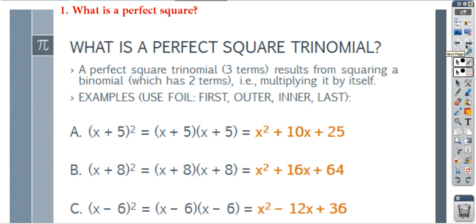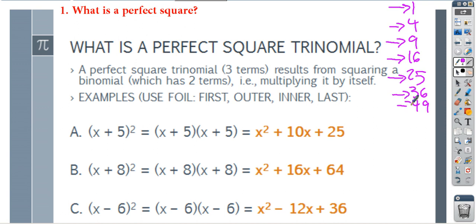First thing is, what is a perfect square? We know what it is from numbers. These numbers that I'm writing right here are perfect squares. Those are numbers that you get when you multiply something by itself. So that is 1 squared, that's 2 times 2, or 2 squared, that's 3 squared, that's 4 squared, 5 squared, and so on down the line.